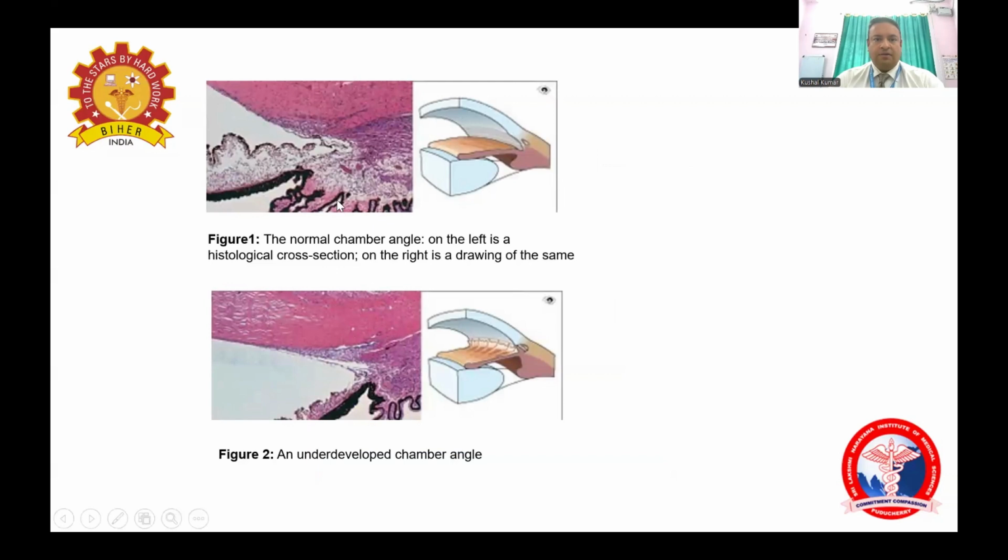This is an illustration just to show you what a normal anterior chamber looks like versus an underdeveloped anterior chamber. As you can see here, this entire thing, which normally should have been open, causing aqueous outflow to happen normally, is blocked here, and that's the reason why there could be an increase in the intraocular pressure. Look at this area here. It is well open, whereas here you can see that the entire junction is closed.